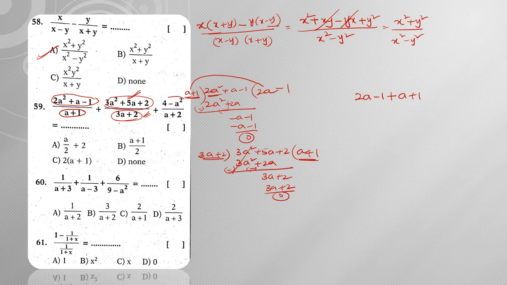The same way this one we can write as simple. So 4 I can write as 2 square minus a square. So 2 square minus a square I can write as 2 plus a into 2 minus a. So the 2 plus a and this denominator 2 plus a gets cancelled, and you will be left with 2 minus a. Now if you observe this, 2a plus a is 3a, 3a minus a is 2a. Next, minus 1 plus 1 gets cancelled and we will be left with 2. Hence the answer is 2a plus 2. So this 2a plus 2 I can write as 2 times a plus 1. Hence option C will be my answer.